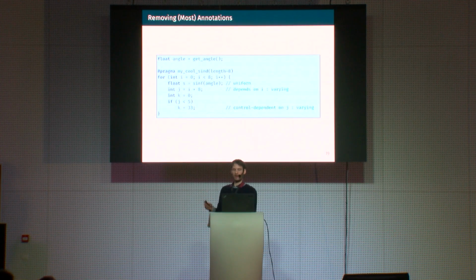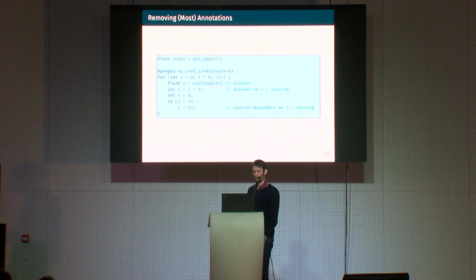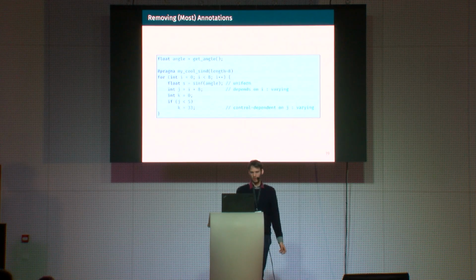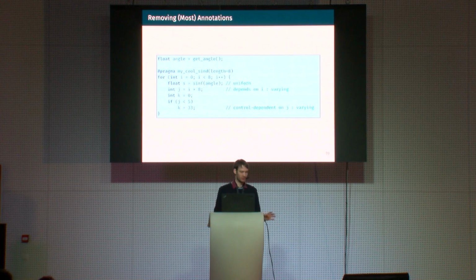So what we really want to have is something like this. We want to write a loop, say from 0 to 8, and then we want to say, please vectorize this loop. And here, the compiler could determine everything for you. At least on paper, if you look at this slide, you could figure out by yourself what has to be uniform or varying. You just see that the angle comes from outside, then it must be uniform. And if you take the sine of something uniform, it's also uniform.